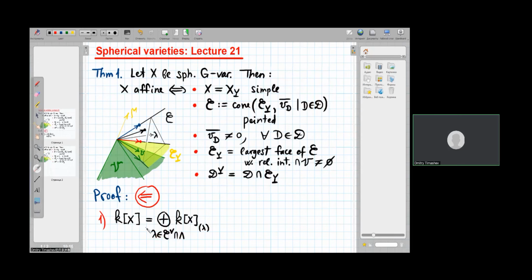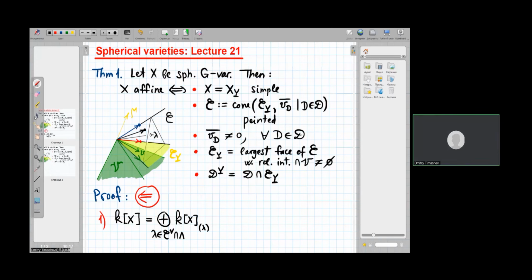So, yes, Professor. Do you mean that in the decomposition of regular functions on X into simple G modules, the highest weight belongs to C check? Yes, yes, of course. This is a decomposition, our standard notation, into the direct sum of irreducible highest weight modules. This decomposition applies to any G variety, or any spherical G variety, right? Yes, yes, of course.